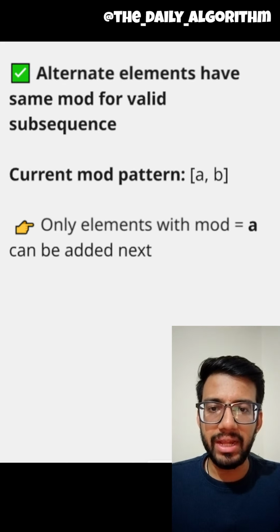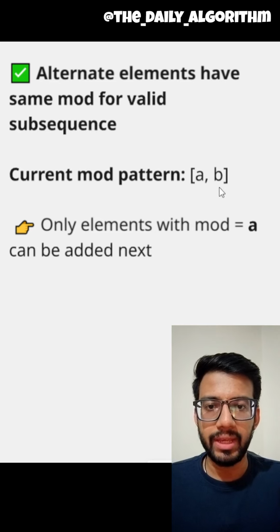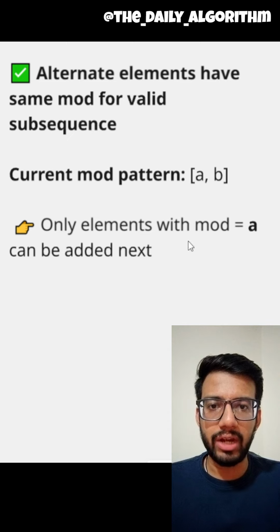हमने पहले ही नोटिस कर लिया है that for a subsequence to be valid, उसके alternate elements का जो modulus है that should have the same value. Let's say कि हमारे पास एक subsequence है और उसके last दो elements का modulus a और b है. In that case, जो next element उसमें add हो सकता है वो वही होगा जिसका modulus a होगा.